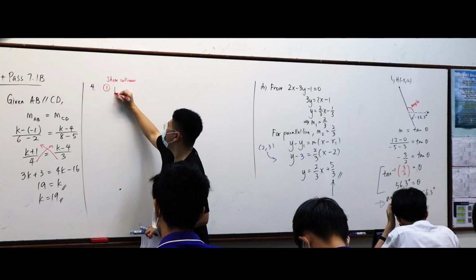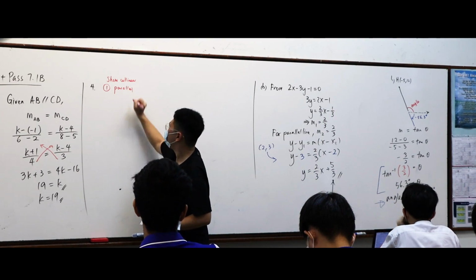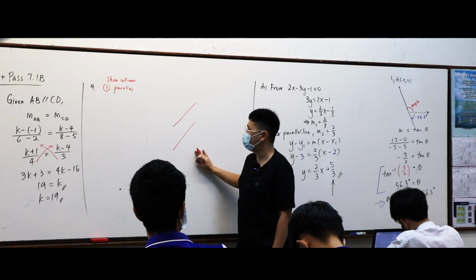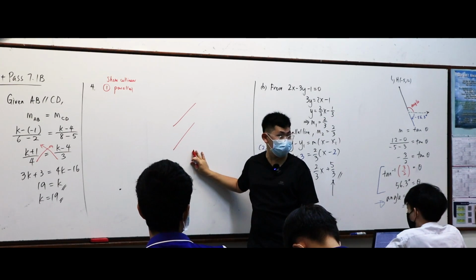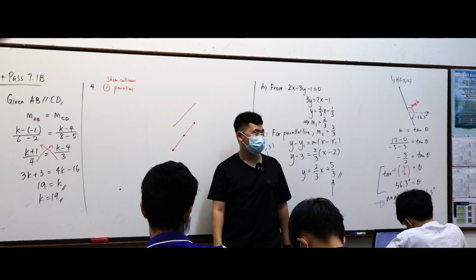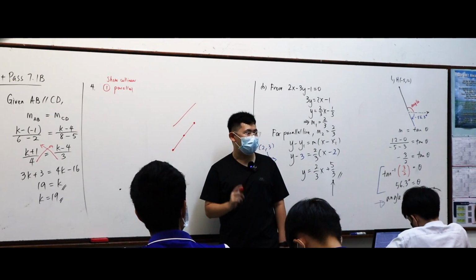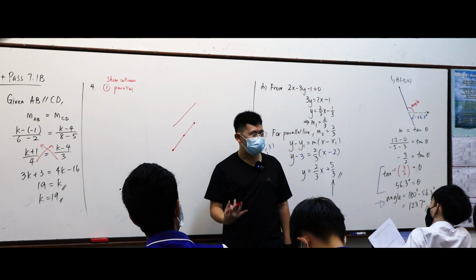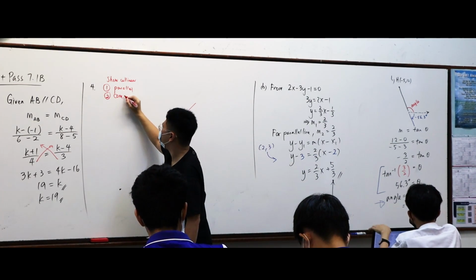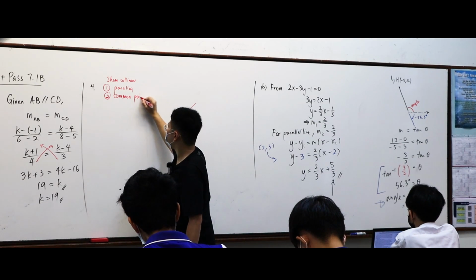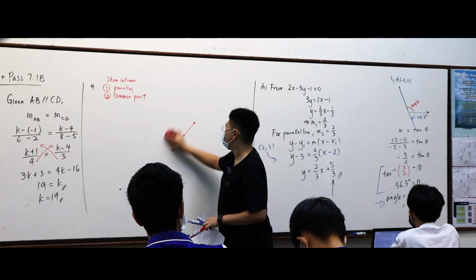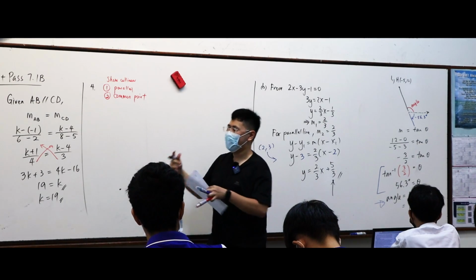The first one is to show that two sets of lines are parallel. Now, just because two lines are parallel doesn't mean that they are collinear. Collinear means they must all lie on the same line. So in order to show that they all lie on the same line, we need to make reference to a common point. So we also need to state the common point.